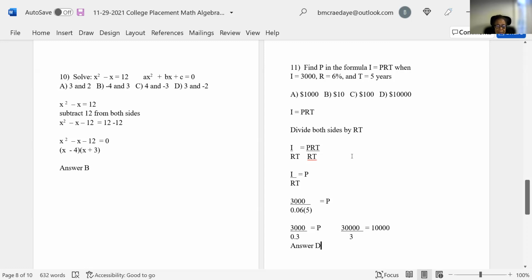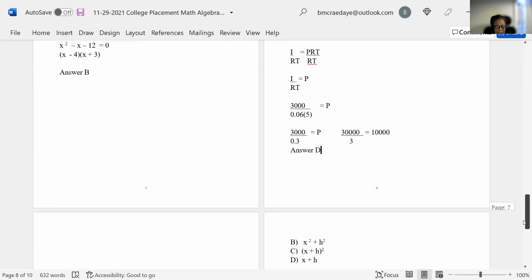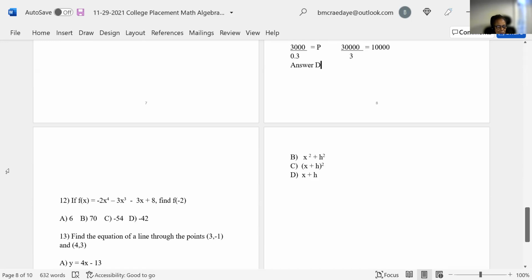Now, if we had to solve for rate, rate would be I divided by PT, because we divide both sides by P times T. And if we were solving for years, which is T, you do I divided by PR. That's right. Very good, Maureen. If you knew principal, rate, and interest, you could solve for T. T would be I divided by PR. Okay. Very good, Maureen. Let's look at, that was number 11, let's look at number 12.